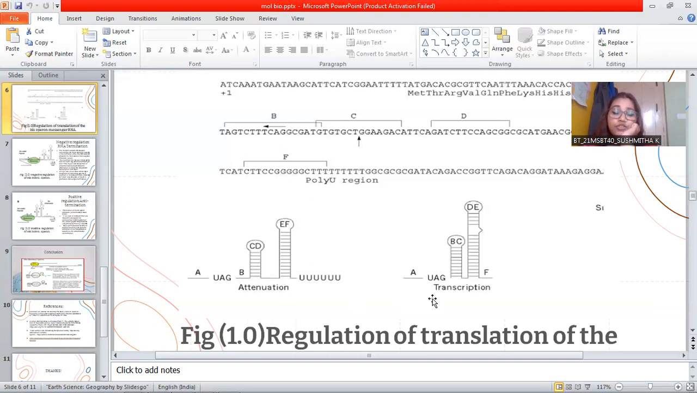But in case of normal transcription, what happens is the B and C region gets looped up, and then D and E region gets looped up. So basically, the F region is still left for the transcription to happen, and then the poly U sequence is not yet formed. So the transcription just keeps going on, or it just elongates, and it doesn't terminate.